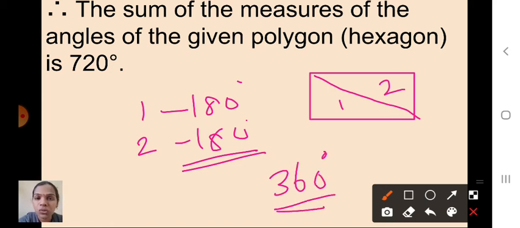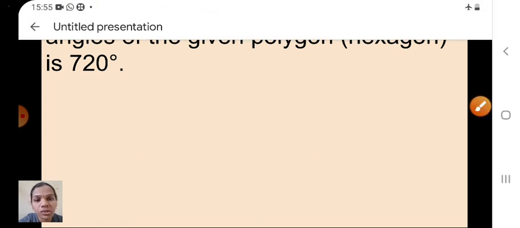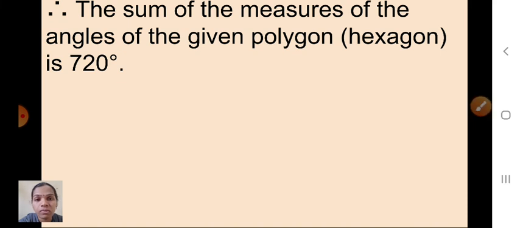Okay children, if I give some polygon, can you find the measurement of the angles? Yes, I hope you can do. You just have to divide it into triangles, count how many triangles, and find the answer. Understood children? Very good. So children, all these things you have to write. These 5 questions you have to write in your textbook and solve.